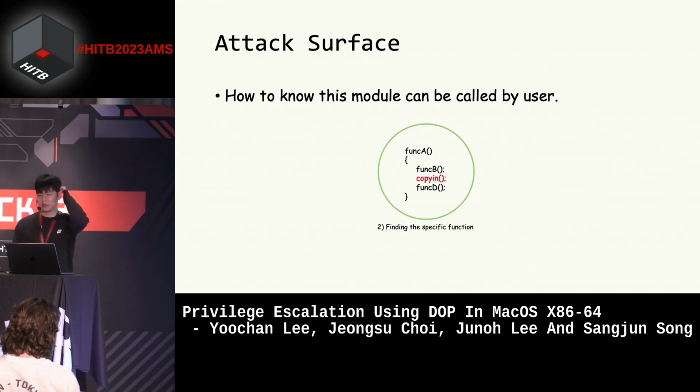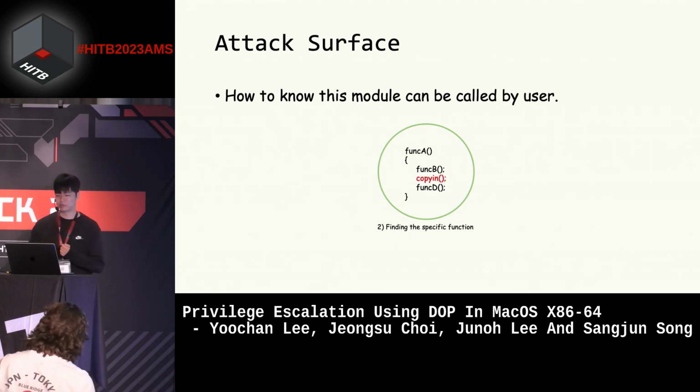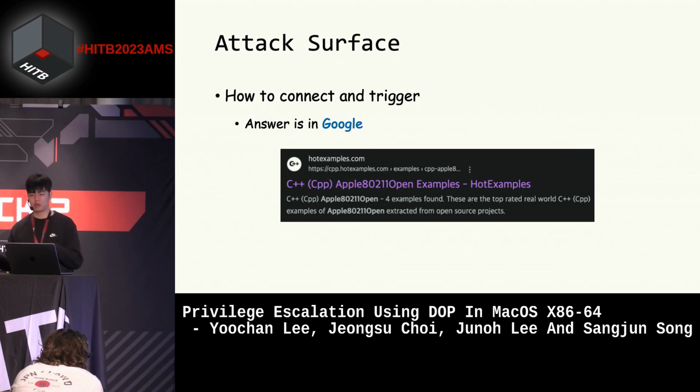However, this method has a problem. Determining that this function can be triggered is fine, but the problem is that it's hard to know which system calls are involved in triggering this function. I've spent a few days on this problem myself. I didn't figure out how to connect to the kernel extension, so I Googled the name of the function, and I found some example code for connecting and triggering the function in the kernel extension. The example code is simple. It calls the socket function and the IOCTL function.